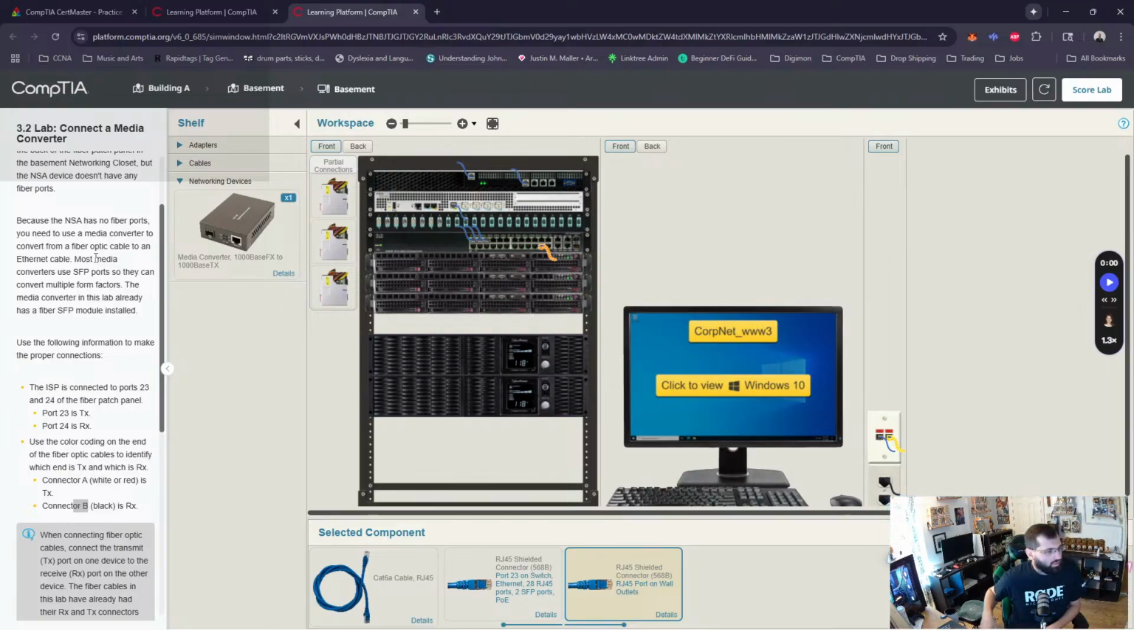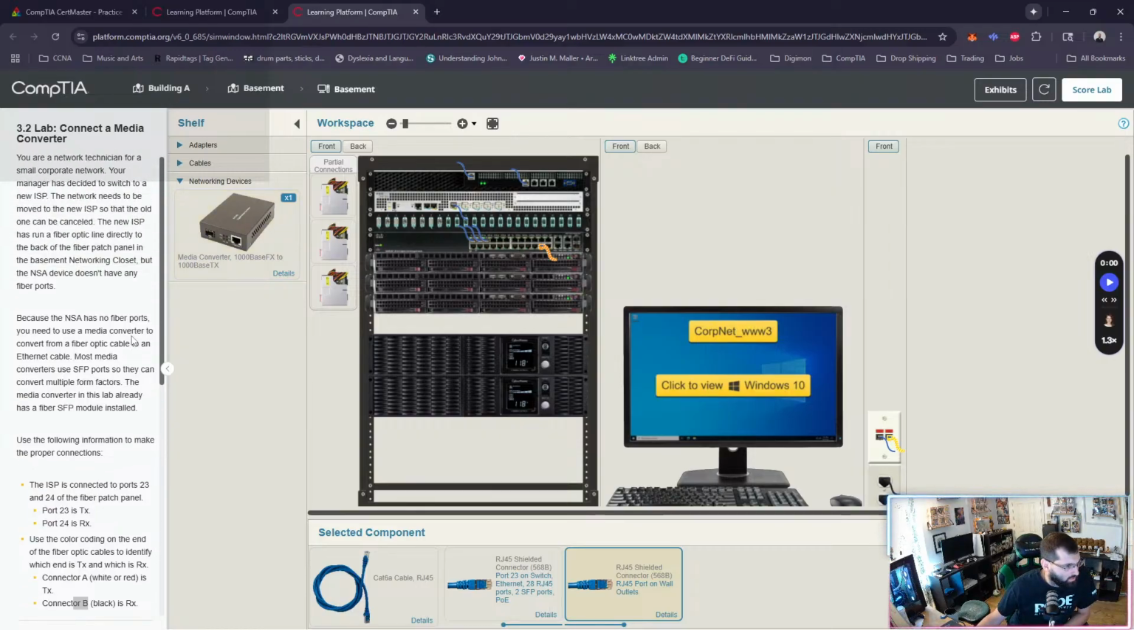Because the NSA has no fiber ports, you'll need to use a media converter to convert the fiber optic cable to the Ethernet cable. Most media converters use SFP ports, so they can be converted. The network needs to be moved. The new ISP has run a fiber optic line directly to the back of the fiber patch panel.